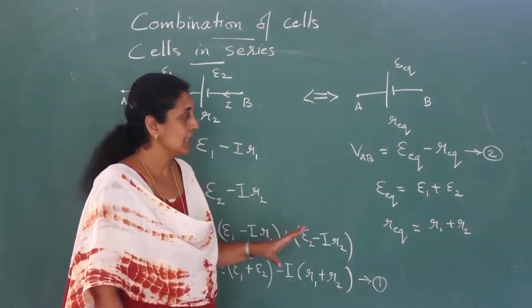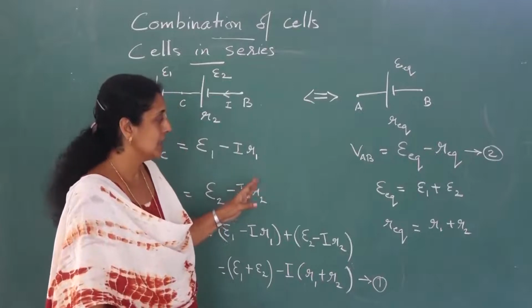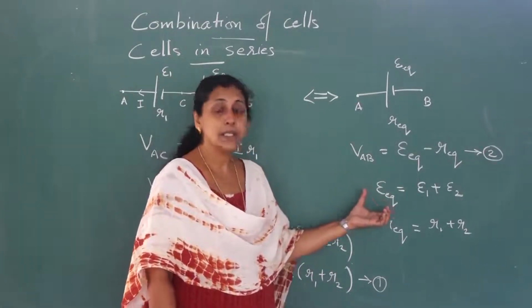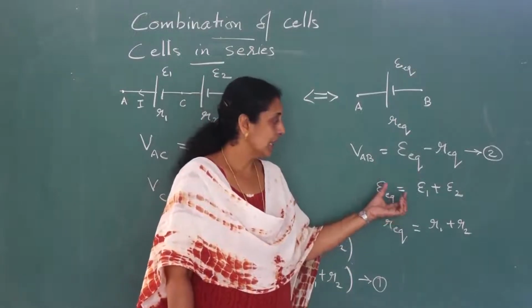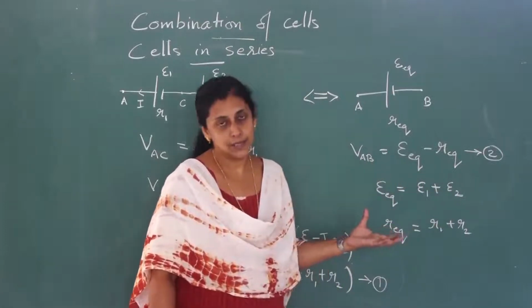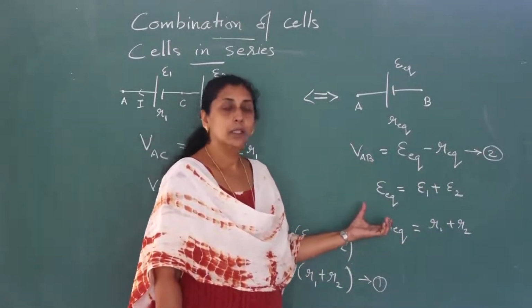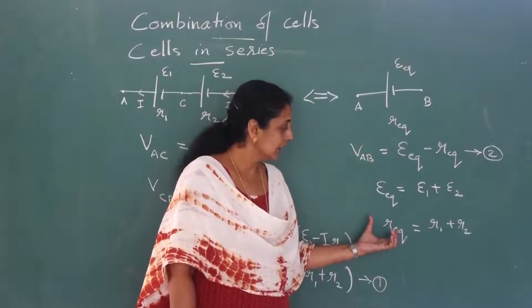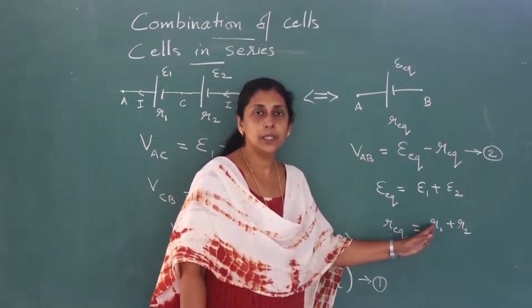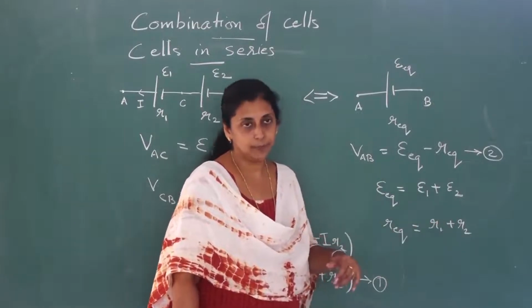We have combined two cells in series, and you can see that the equivalent EMF or the effective EMF is the algebraic sum of the EMFs of the individual cells. And the effective or the equivalent internal resistance is the algebraic sum of the internal resistance of each cell.